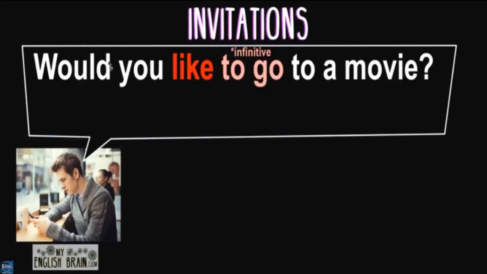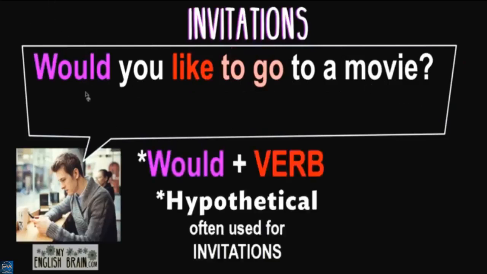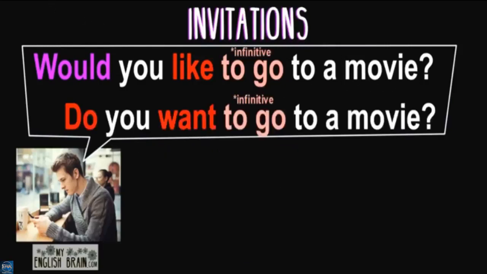Now, with this invitation, we are using the word would. And would and the verb is our form of using a hypothetical. It's often used for invitations. So remember, would and a verb is the hypothetical in English, and we often use it for invitations. Would you like to go to a movie? We have another way to ask, and we can use do. Do you want to go to a movie? Again, using the infinitive. So, two ways to make the invitation.